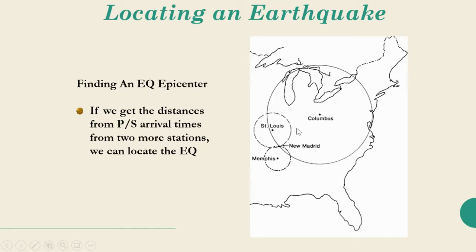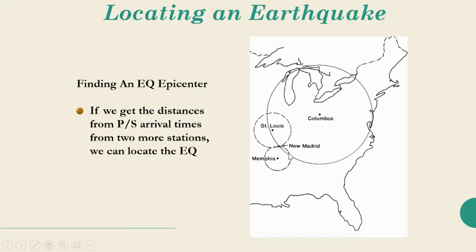If we in Columbus call up St. Louis and say, hey, St. Louis, did you feel that earthquake? And they said, yeah. The P and the S wave arrived about 2 minutes apart, and it's about 1,000 kilometers from us. So we draw a 1,000 kilometer circle around St. Louis, and we narrow down the earthquake to either occurring right there or right there.